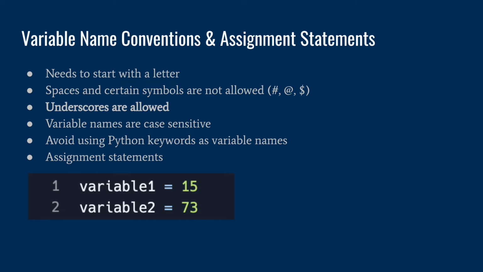And variable names are also case sensitive. So if you write variable with a lowercase v and variable with an uppercase v, those will be seen as two different variables. And avoid using Python keywords as variable names so that the program doesn't get confused. For example, don't use print as a name for your variable. And as I said before, assignment statements are where you're assigning a value to a variable, such that we can see below with variable 1 and variable 2.